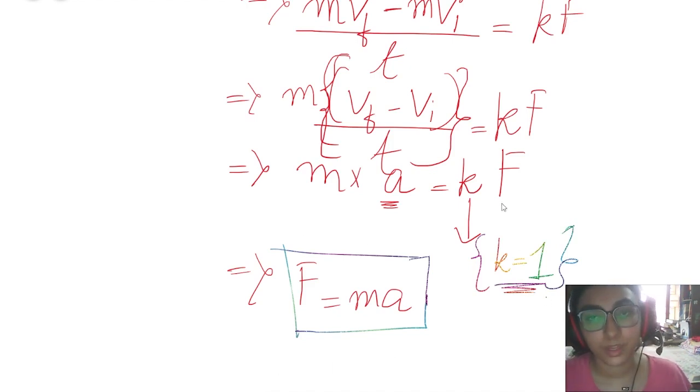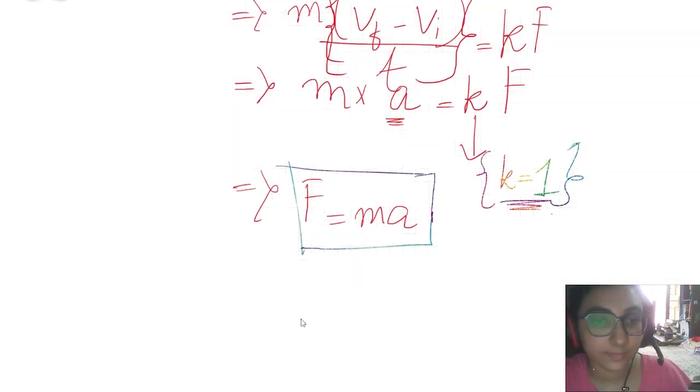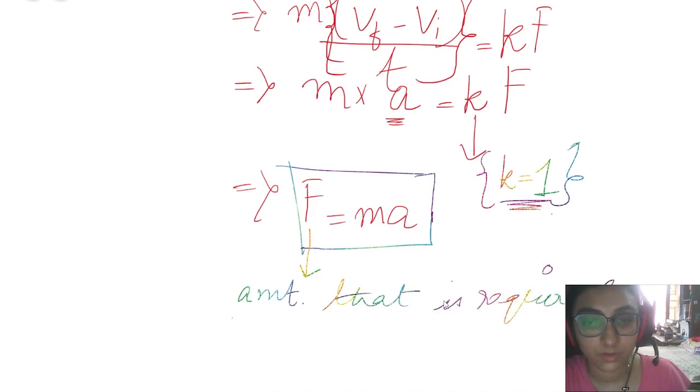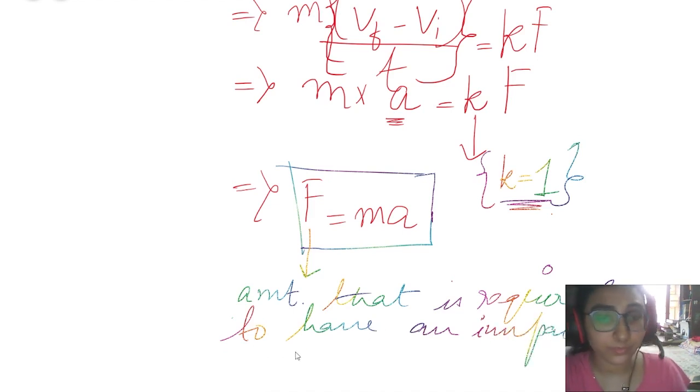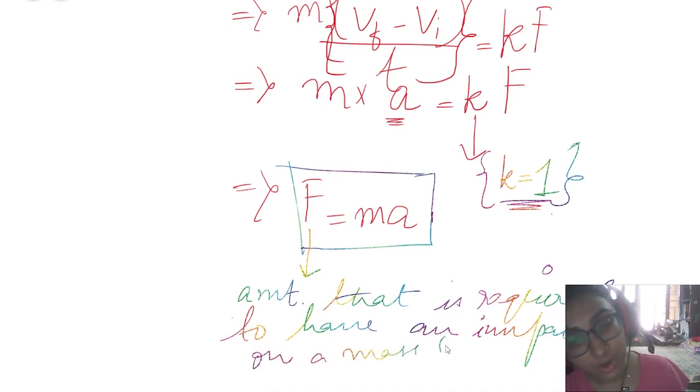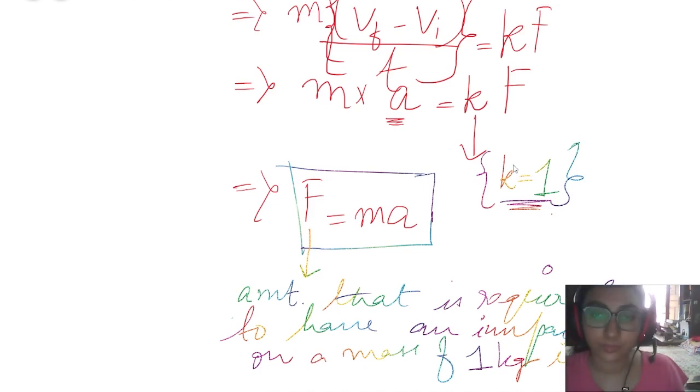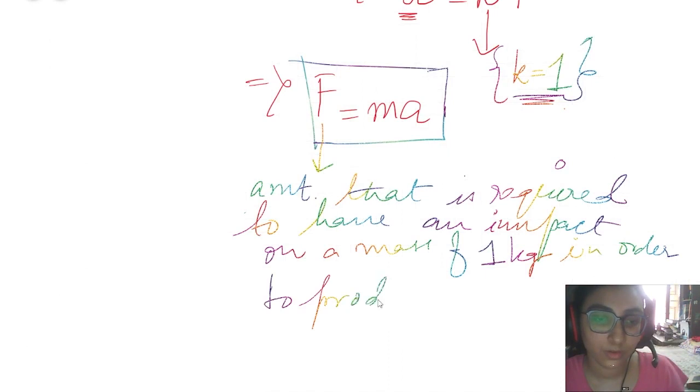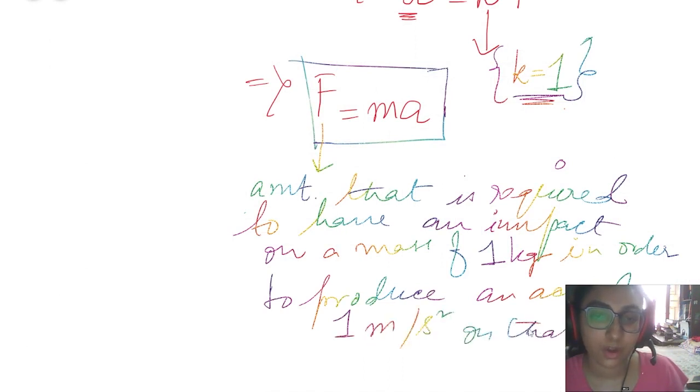Okay. So in other words, we can form a definition of force by saying that force is the amount that is required to have an impact on a mass of 1 kg in order to produce an acceleration of 1 meter per second square on that object.